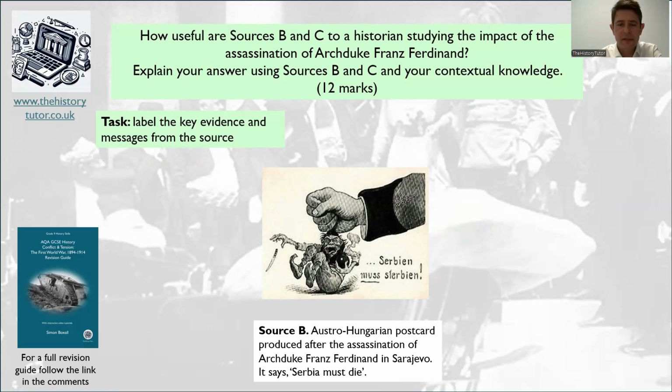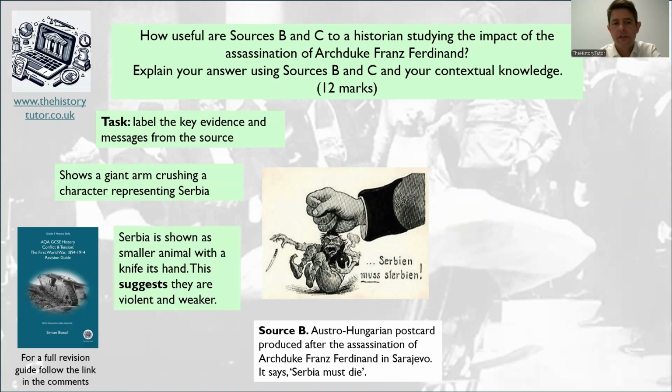Okay, so source B then, some of the things you might have noticed about source B. Obviously, it's a giant hand or arm coming to crush a character that seems to have Serbian written next to it, or obviously a foreign language version of Serbian. So Serbia is shown as a small little animal with a knife in its hand. This suggests they are maybe violent, they're weaker because they're smaller, maybe a little bit of a naughty type creature as well. They're not very well behaved.